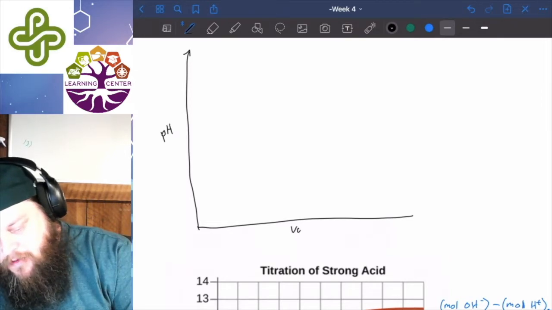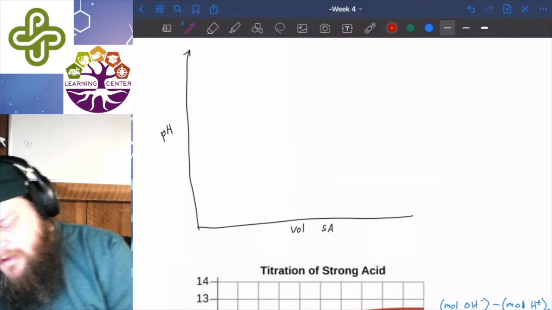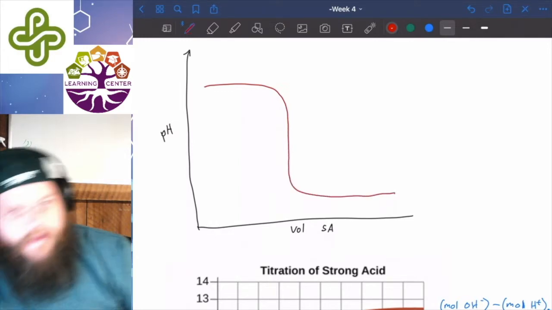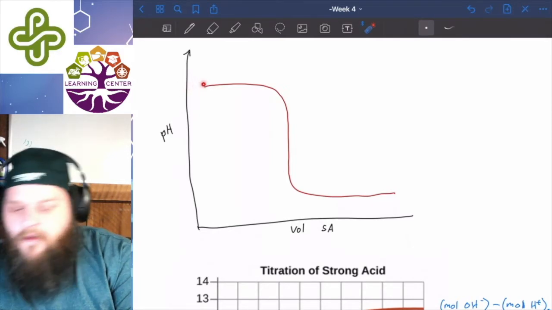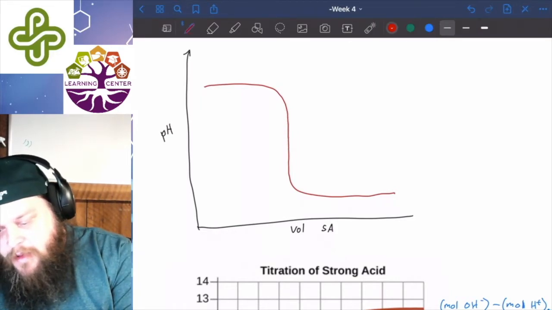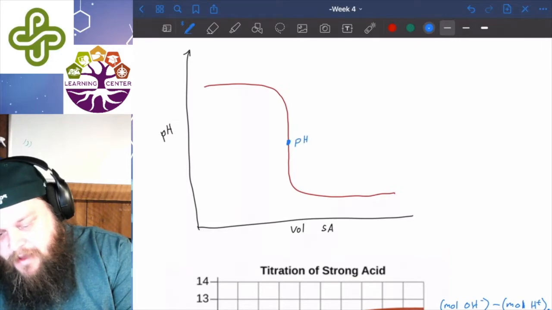This is the volume of strong acid that we're putting in. The main difference is it would be kind of reversed, like that. Because we'd start off at a very high pH because we have a strong base in there. And then as we titrated more acid, it would go down until we hit that equilibrium point. Okay, so again, this is still going to be pH of 7.